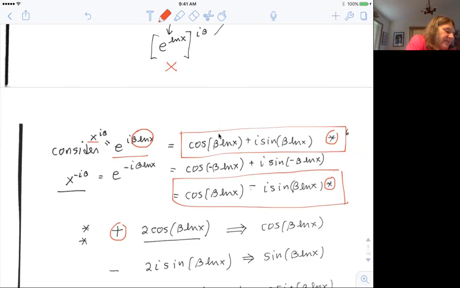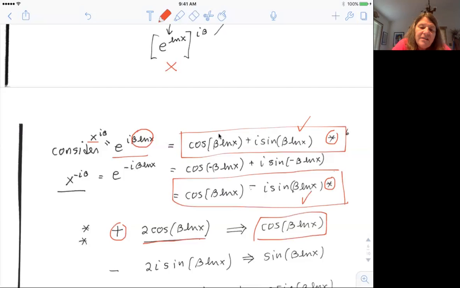So if I do that, these two right here drop out, and I'll add these two together and I'll get 2 cosine beta log x. I don't really need the constant. The constant can be considered as, say, C1 or C2, whatever you put on it. So the basic part of this is that one of the members of the fundamental set is cosine beta log x. That's the real part of that thing.